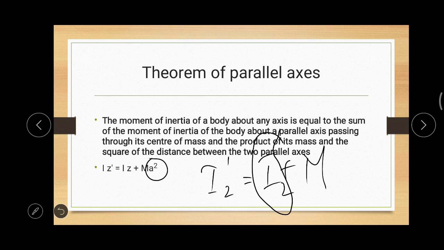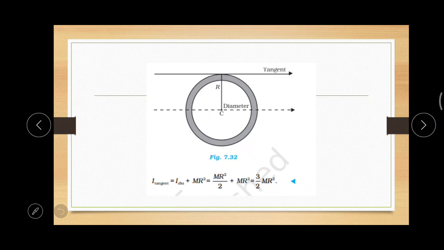Okay. Now you have to find the moment of inertia along the tangent of a circular ring.